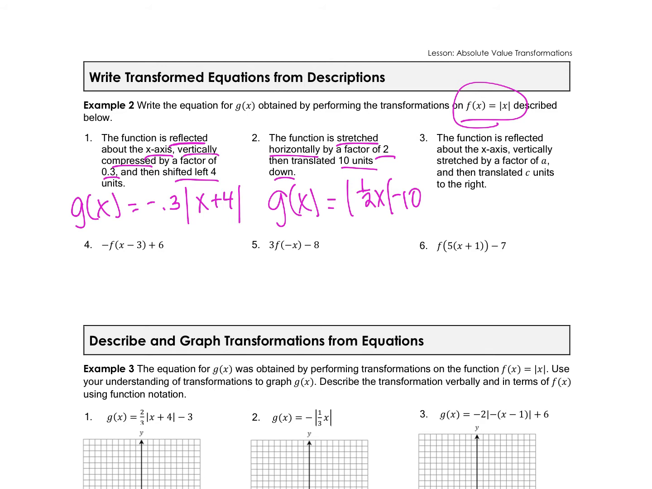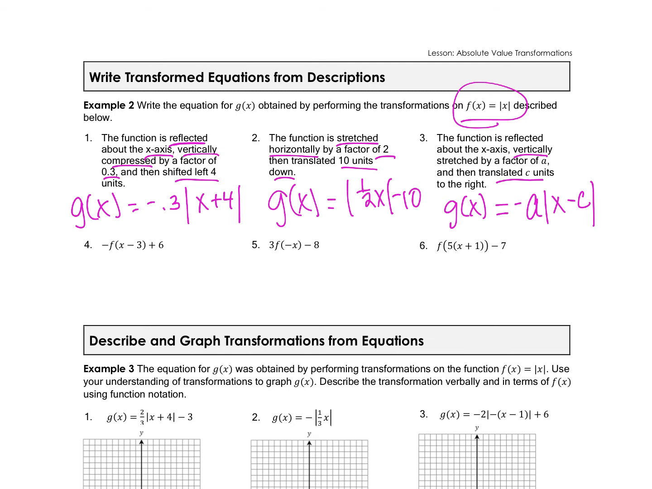Okay, number 3, the function is reflected about the x-axis. So that's negative. Vertically stretched by a factor of a, so we'll just put an a on the outside. And then translated c units to the right. So inside the bars, we should have x minus c. And then there's not a vertical shift, so that's all we have to do there. So sometimes it'll just throw a letter in there and you'll have to just put the letter instead of a number.